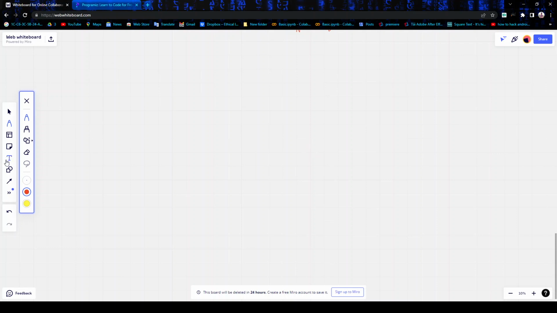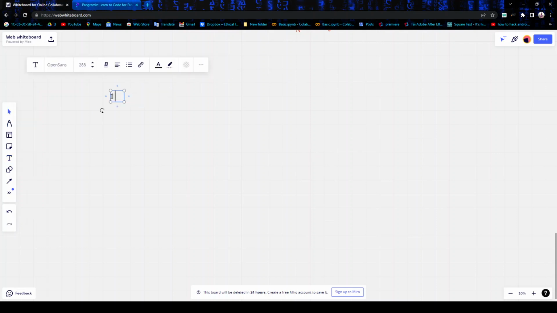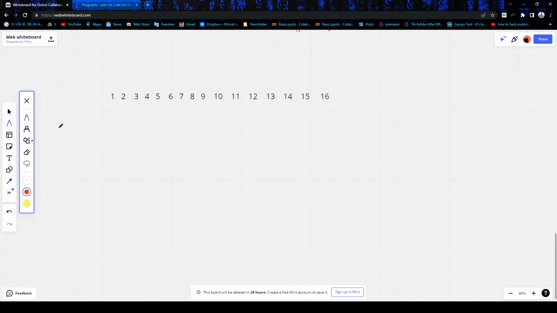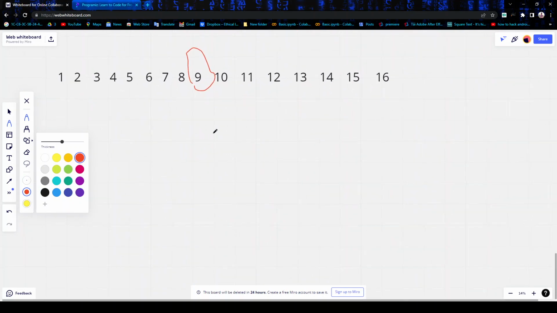Let's say we are having 16 elements. Let me write here 16 elements: 1, 2, 3, 4, 5, 6, 7, 8, 9, 10, 11, 12, 13, 14, 15, and 16. Out of these 16 elements, let's say my target element that I want to find is 9, for example. I'm telling you the binary search and O of log n again.